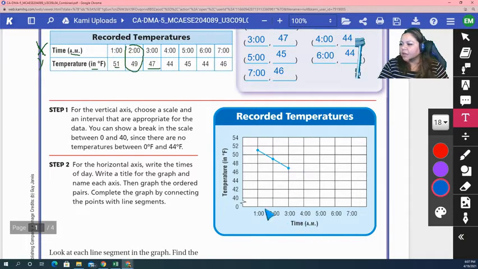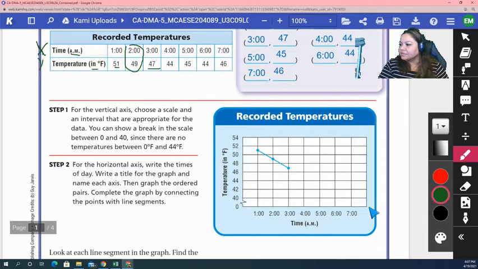So here in the x-axis, remember that the x-axis is the one going from side to side. That's the horizontal line. That's the one going from west to east. So that line that goes across like that horizontally, it's the x-axis. And so if you look at your x-axis, we're recording time. So it's important that we label our graph. And so we labeled it time, AM.